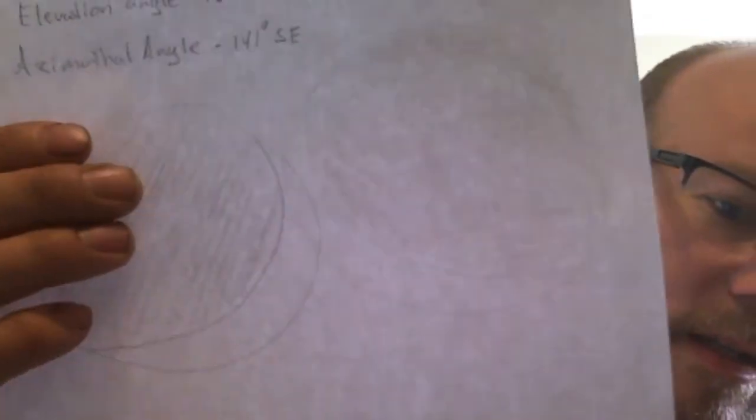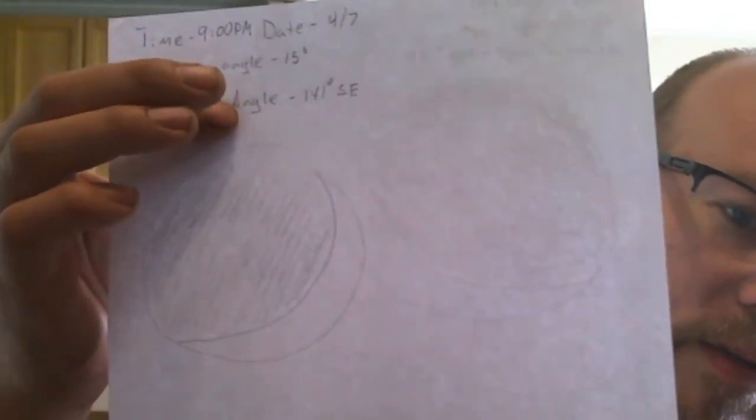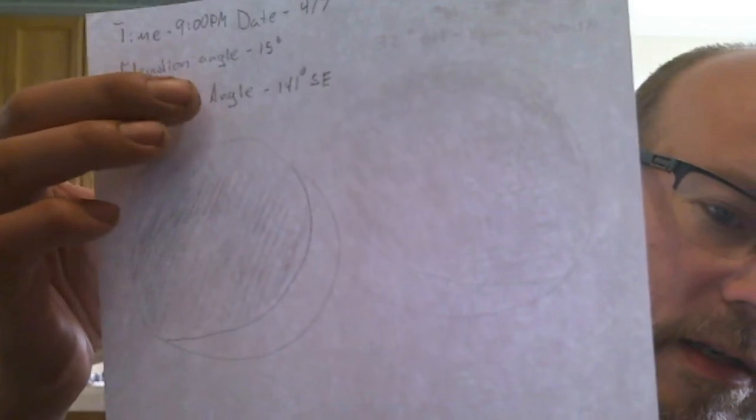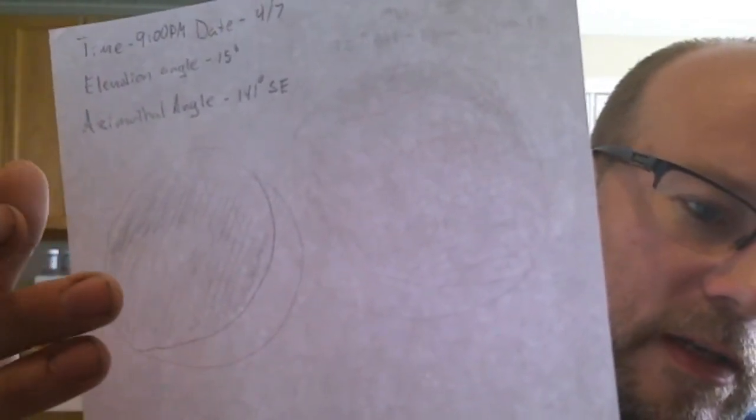So there is the shaded part. The non-shaded part is the part that's illuminated. I've captured that rotational angle that we see, and my observation is done. We've spent quite a bit of time doing that right now, but once you do a few of these, it's 5 minutes max. Alright, that's about all there is to it.